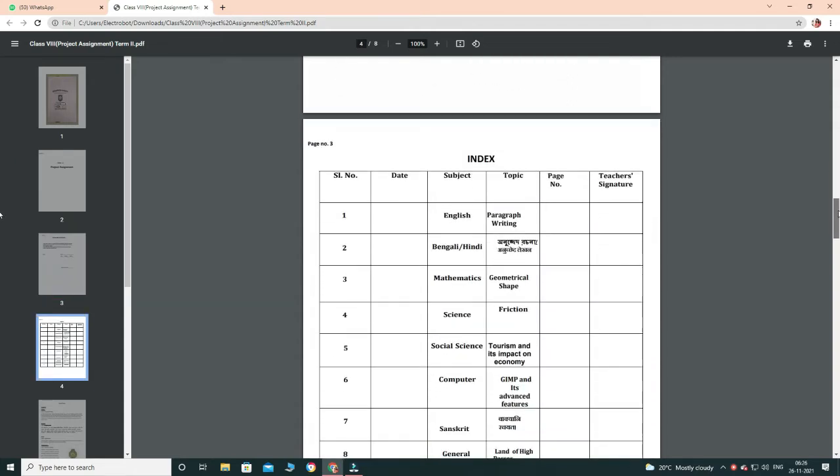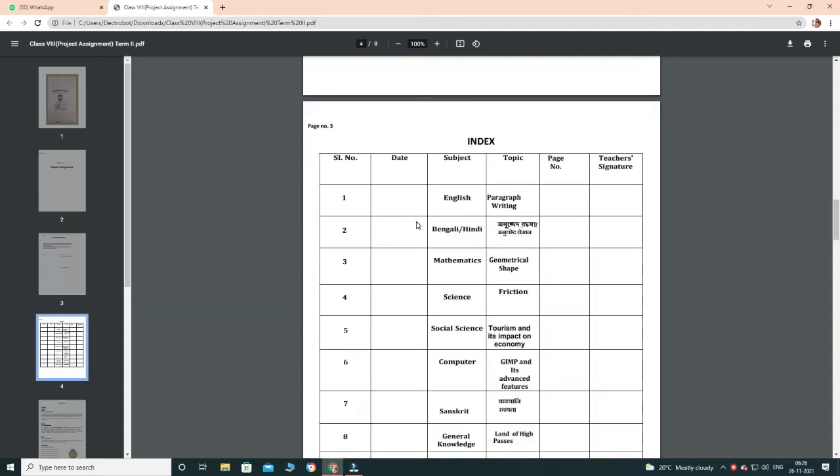Moving further, this is page number 3 and here you have to write the index. In the index page there are 6 columns: serial number, date, subject, topic, page number and teacher signature. You have to write the same accordingly.